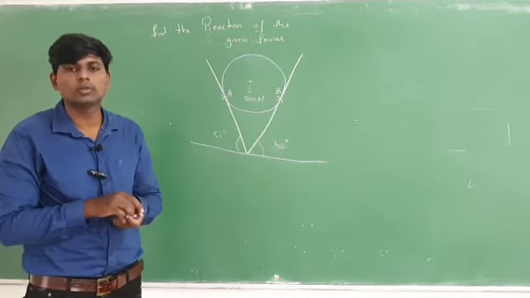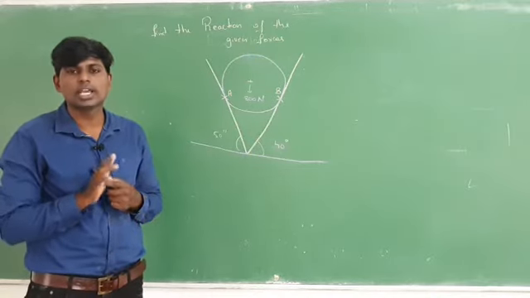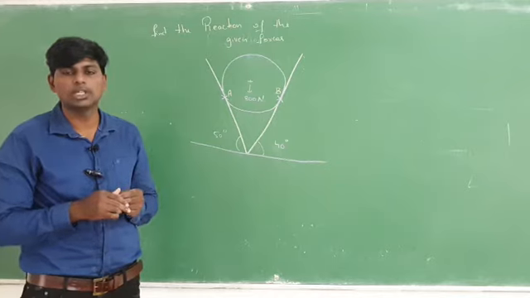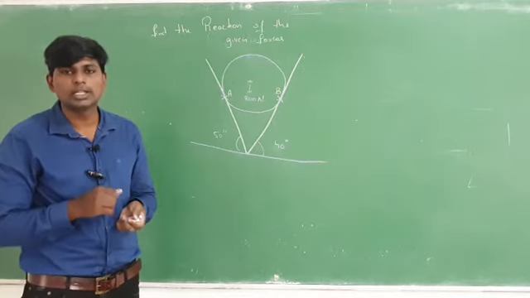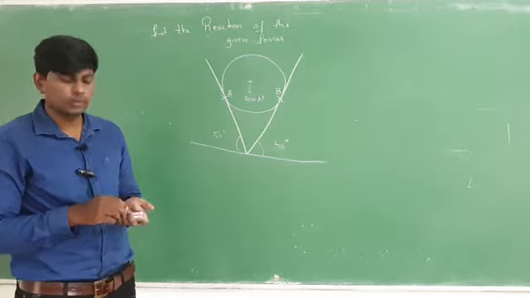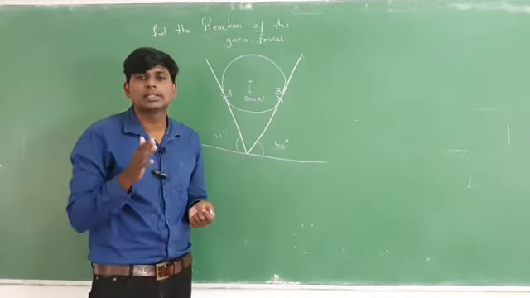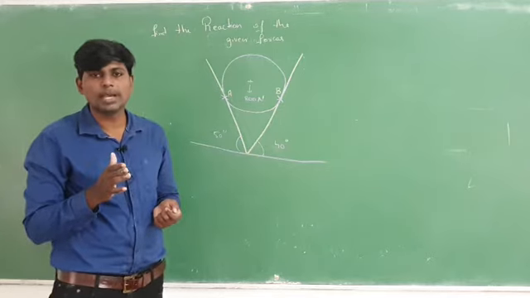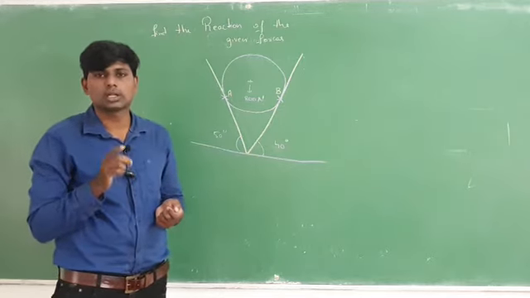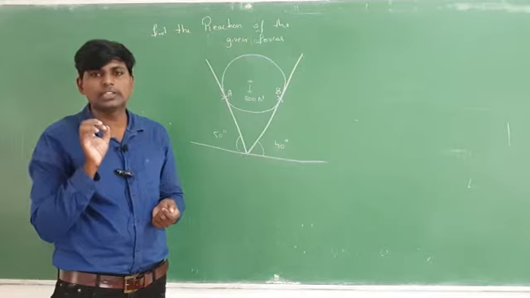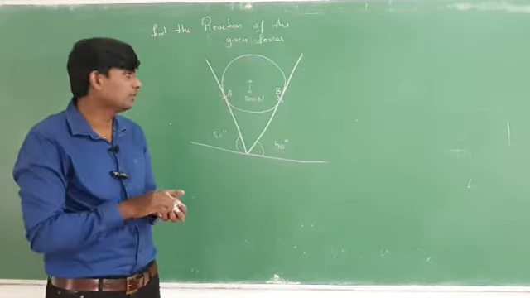What you have to do? You have to find out the reaction at A and the reaction at B. For that, what you have to do? First you have to pass one reaction. That reaction, after passing that point, should link with the center. How will it be linked with the center?